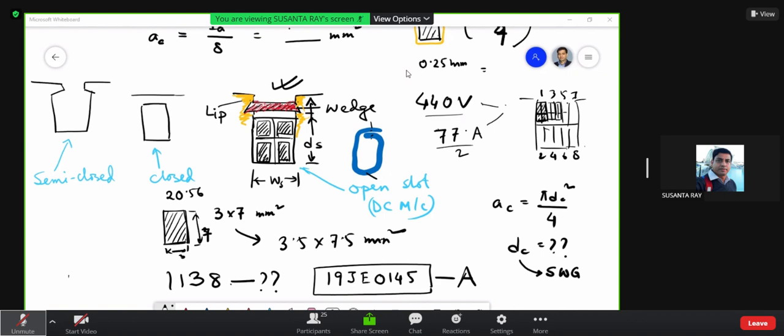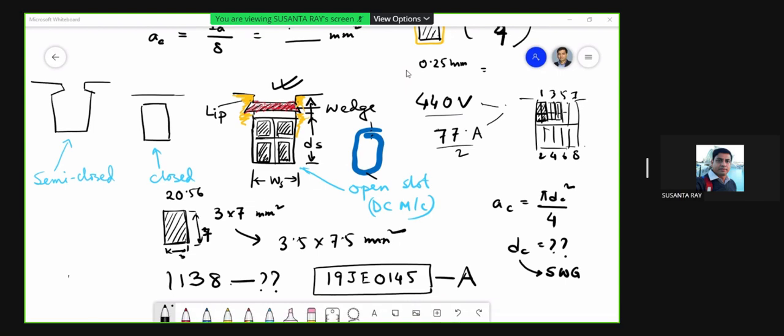18 conductor per slot? Yes sir. Actually, generally we don't take more than 10 coil size per slot, so you just check. Okay, sir. 18 conductor per slot is okay, but you don't take more than 10 coil size per slot. 18 coil size per slot should not happen, otherwise winding will be difficult. Okay sir, I will check.